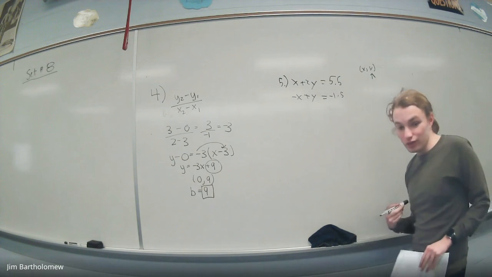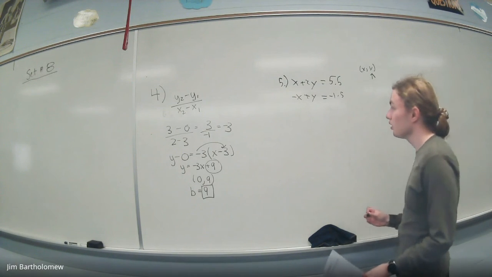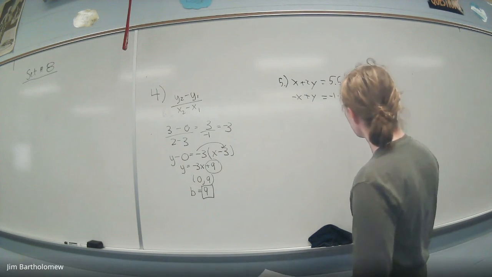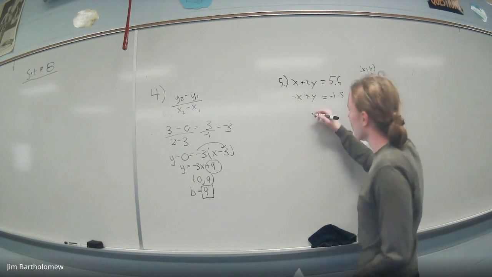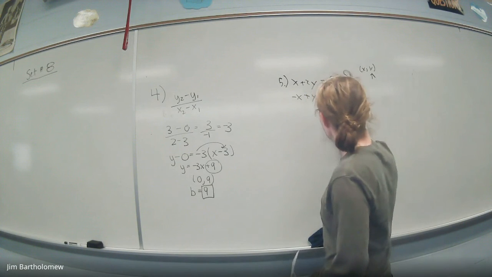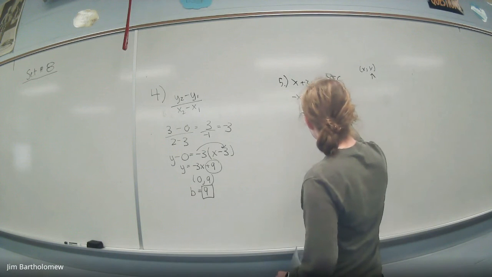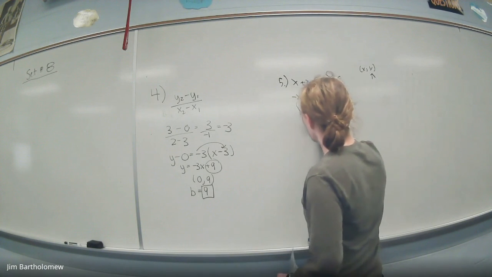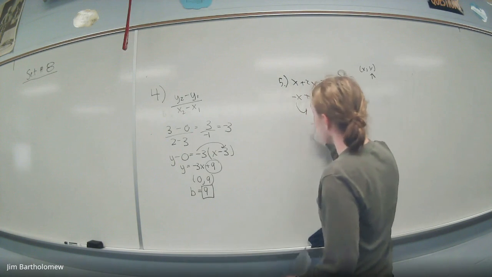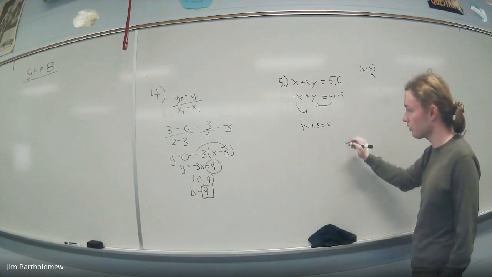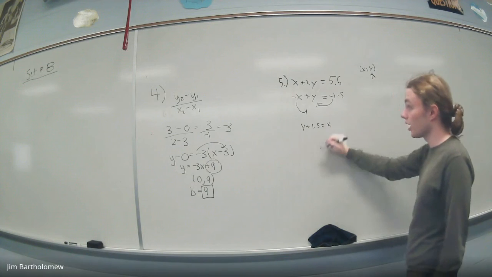So the way I would do this is I would use the substitution method, which means that in our bottom equation, we have to isolate the variable x so we can plug it back into the top one. So first thing to do here is I would move this 1.5 to this side by adding, and move the x to the other side by adding again. So you have y plus 1.5 equals x. So we know that our x is y plus 1.5.